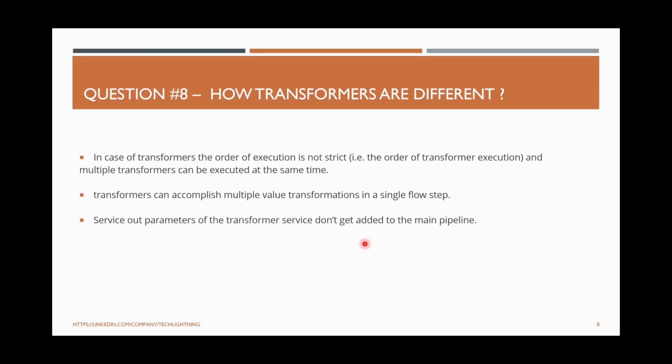For example, if you have an invoke step and you have called something, whatever the output is, it will be available for your pipeline. But with this one, even if in your map step you have a transformer where you have invoked 10 different services, whatever the pipeline variables are, they will not get automatically added. If you want them, you need to map them explicitly to a different variable or the same variable, and then you can use them in your flow.